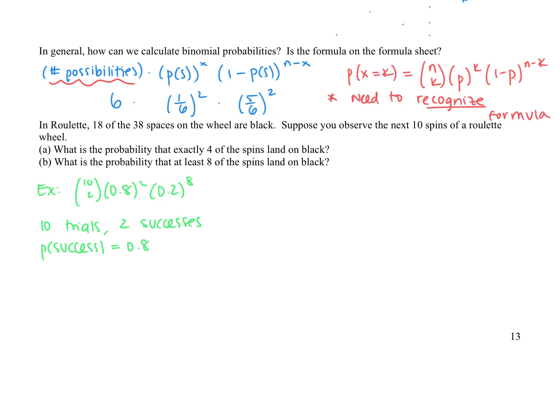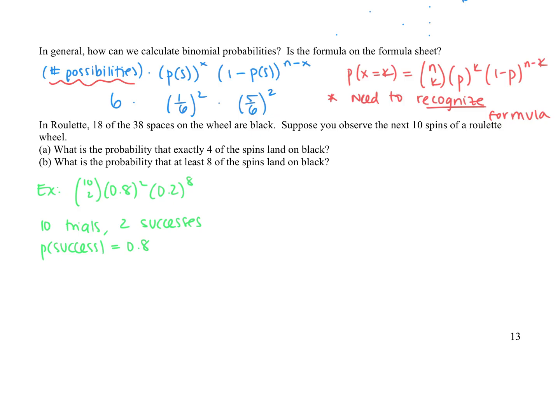So there are 10 trials. We're calculating the probability of 2 successes, and the probability of success is 0.8. That's what I need you to be able to recognize. I'm not going to ask you to use the formula. I'm just going to ask you to recognize it when it comes up on multiple choice. Okay. Last thing I want to calculate. I want to do this last example to show you the calculator, and then we're done. Is that okay?